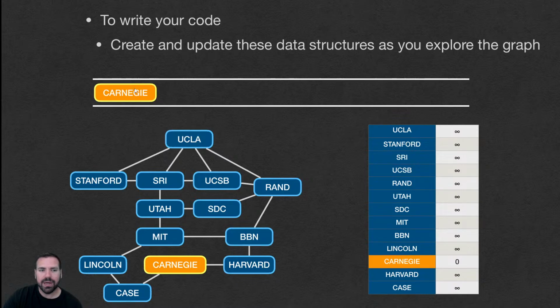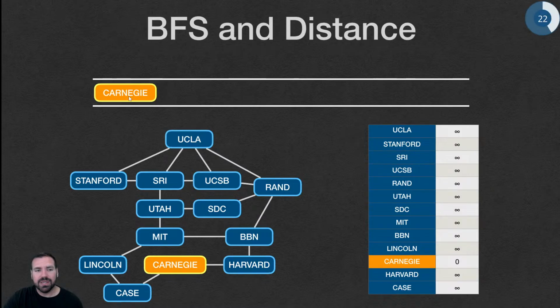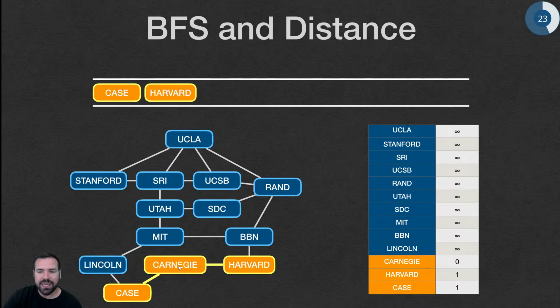So we want to go to our queue. While the queue is not empty, which you should be visualizing as a loop there, dequeue. So we're going to dequeue Carnegie. And when we dequeue Carnegie, we're going to go to our adjacency list. You're going to get your adjacency list from your graph and say, give me all the neighbors of Carnegie. And it's going to say, okay, I'll give them to you. So you get the neighbors of Carnegie, which is Case and Harvard.